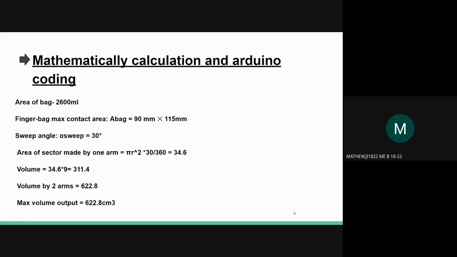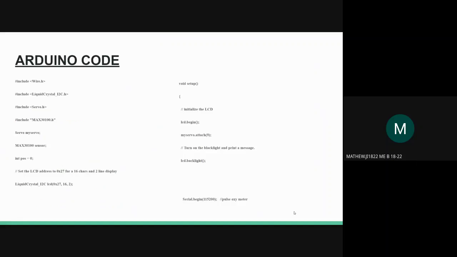The mathematical calculation and Arduino coding is displayed in the current slide. The maximum volume output per stroke of our device is 622.8 cubic centimeters of air. This is the Arduino code.